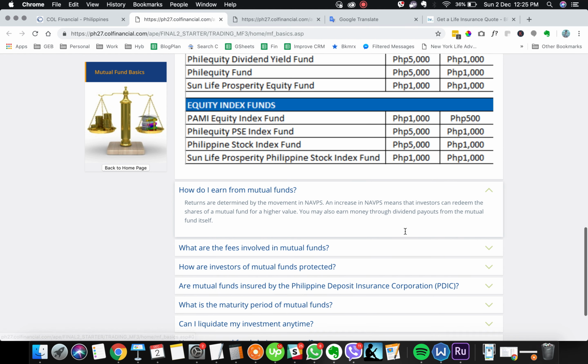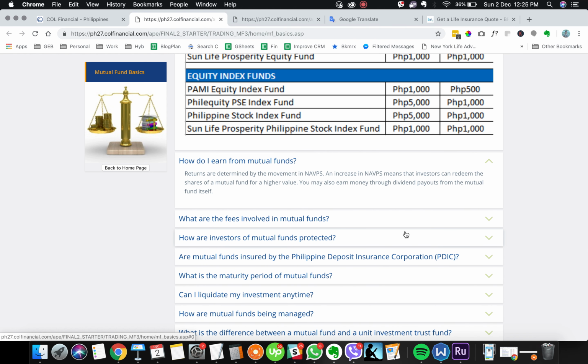So, how do I earn from mutual funds? The answer is very simple. NAVPS. The moment you buy and the moment you sell, if there's a positive difference, then you gain. If the NAVPS is lower when you sell it, then you lost. But there's a note here that you may also earn money through dividend payouts from the mutual fund itself. From time to time, the investment company will send you the dividends from the investment. So the bigger your investment, the bigger dividends you may have.